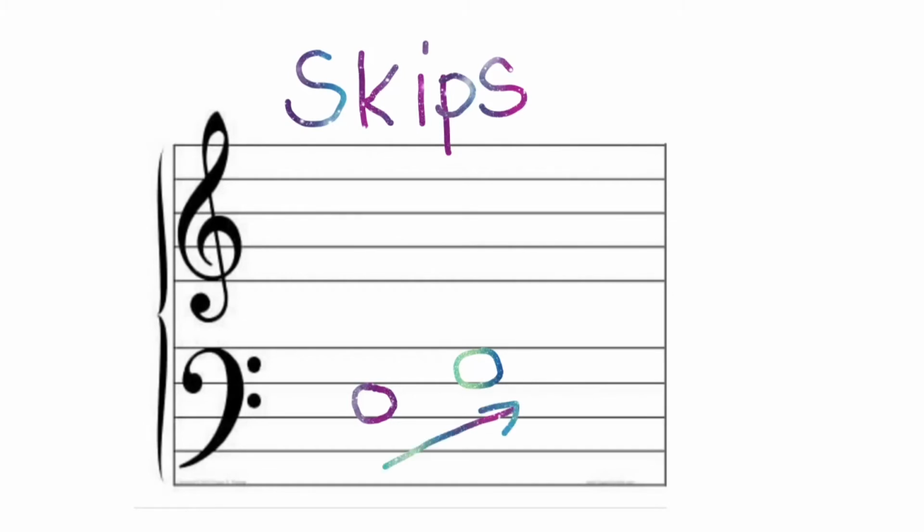This is a skip that is traveling up, and you can clearly see that these notes are inside of the spaces, both of them. Okay, we've talked about steps and we've talked about skips. Now it's time for us to test ourselves and see how good we are at telling the difference between the two. Let's play a little game.